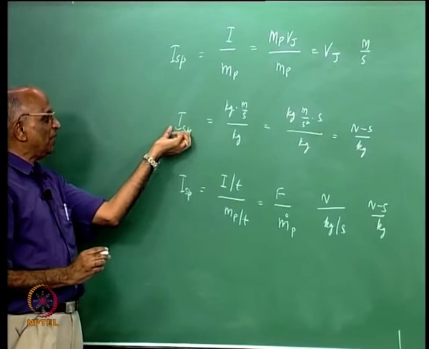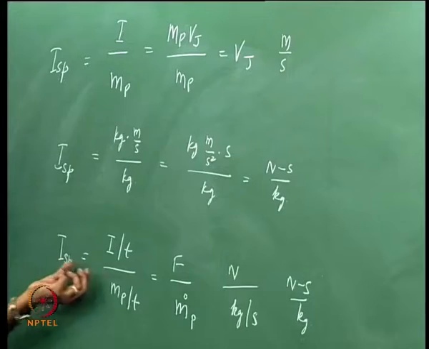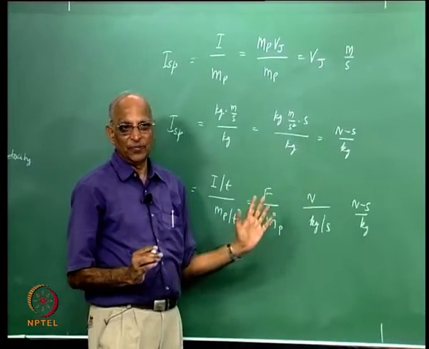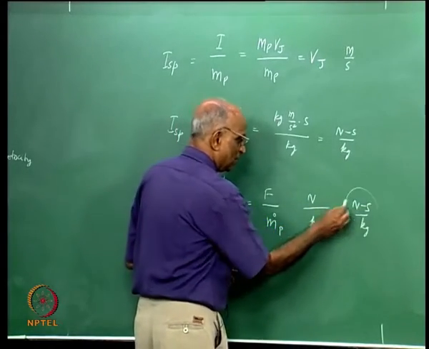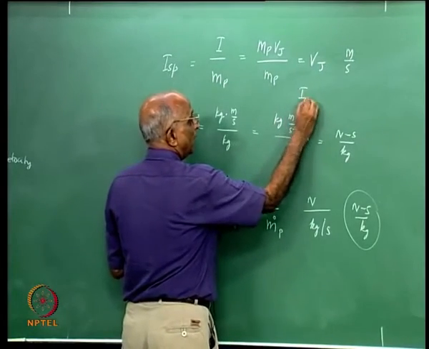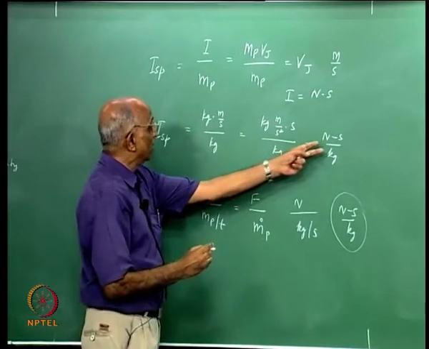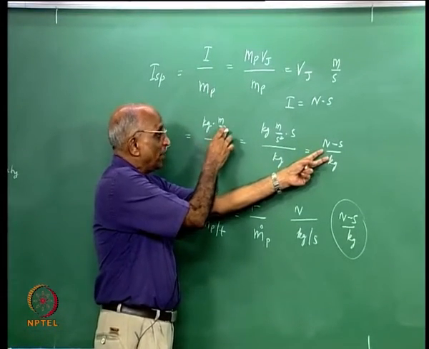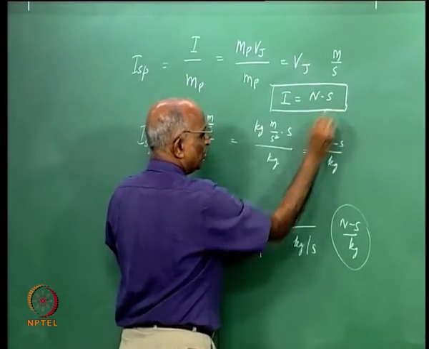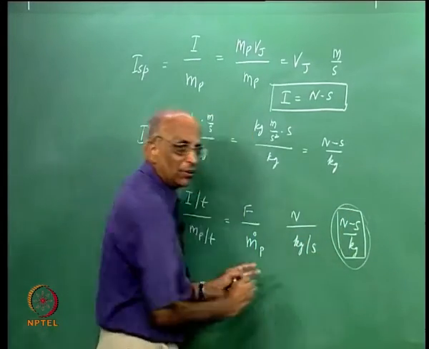Therefore, whether I express specific impulse as impulse per propellant mass or as force per unit mass flow rate, I get the same unit, Newton second by kilogram. Therefore, the unit for specific impulse is Newton second by kilogram. The unit for impulse should have been I equal to Newton into second. That is what gives me the value of impulse, kilogram meter per second, as Newton second. Therefore, let us keep these things very clear. Impulse has unit of force into seconds, Newton second. Specific impulse has unit of Newton second by kilogram.